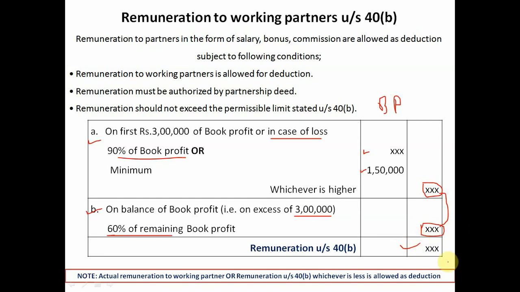An important point to be noted here: if the book profit is rupees 3 lakh or less than 3 lakh, or in case of loss, you can compute only the first step. You just compute the 90%. If the book profit exceeds rupees 3 lakh, then only you have to compute these two amounts, 90% and 60%.